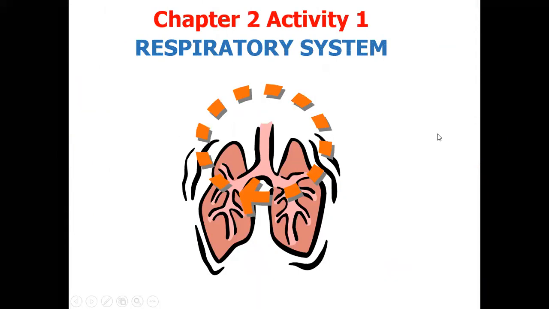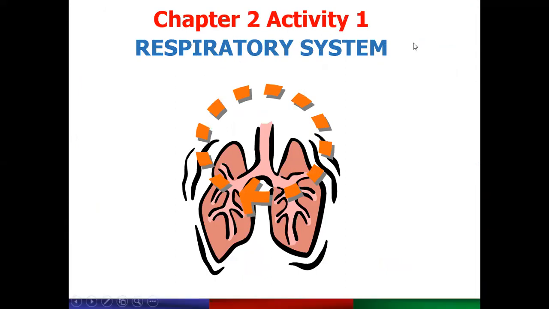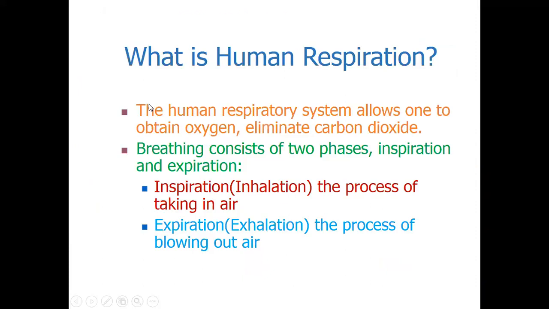Today we are going to learn about Chapter 2, Activity 1: the respiratory system. What is the human respiratory system? The human respiratory system allows one to obtain oxygen and to eliminate carbon dioxide.